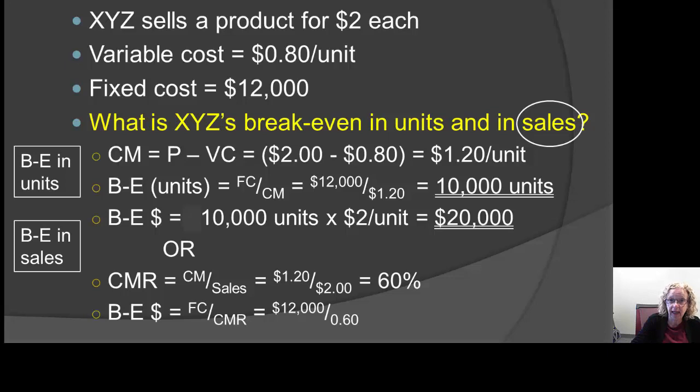$12,000 divided by a 60% contribution margin ratio means we need to sell $20,000 worth of units in order to cover each unit's variable cost and be able to cover our $12,000 fixed cost as well. These two methods will always give us the same answer. Sometimes, depending on the way that the data is presented, one method might be easier to use than another.